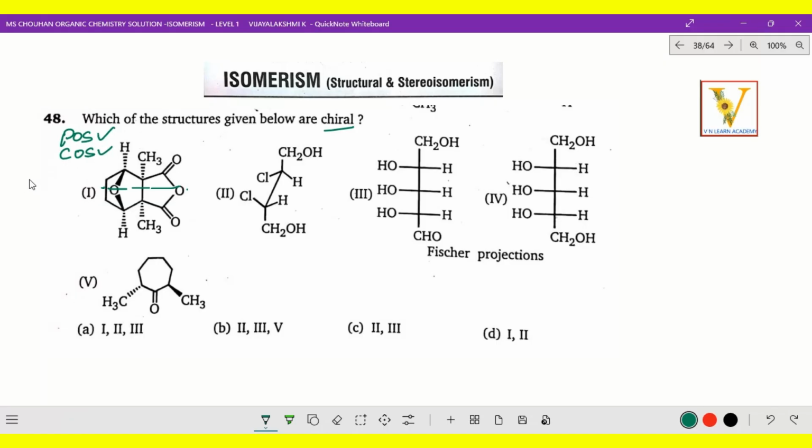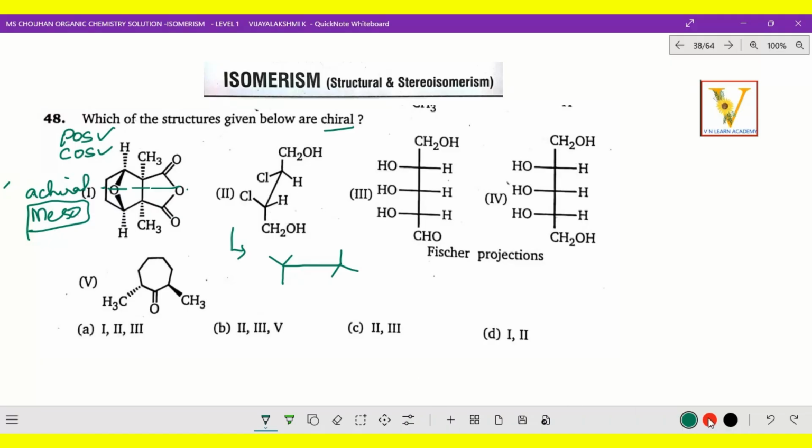POS, COS present means achiral molecule, right? Achiral molecule, we can say it is meso. So this is meso. And the second one, they have given like this. Come on, let us check whether this is chiral or not. We have to check chiral. Here this is upwards direction, and the same way this is upwards direction and downwards. They have mentioned both upwards and down, and this is upward and down.